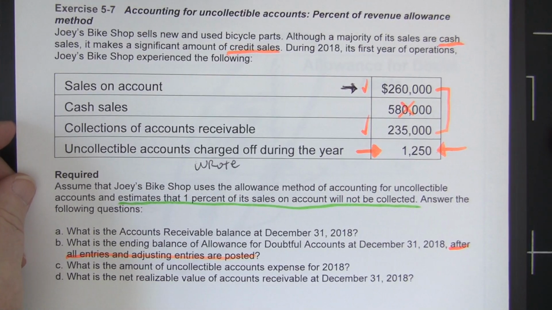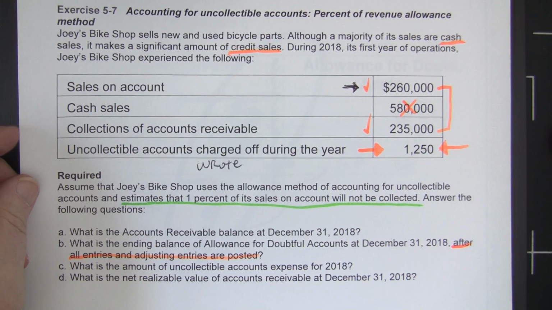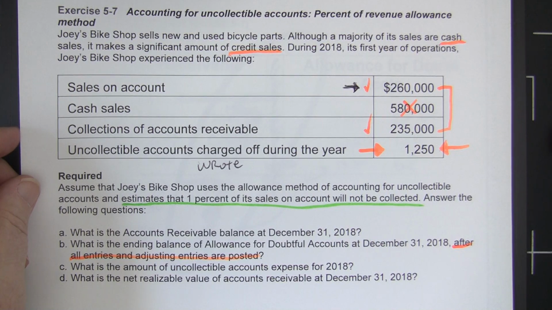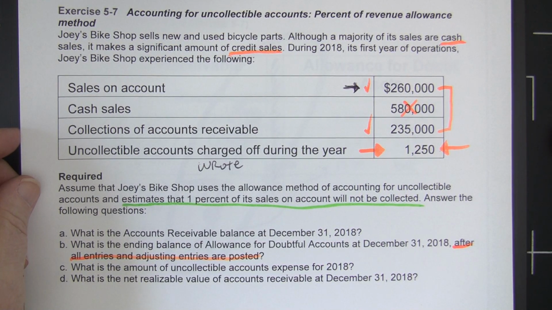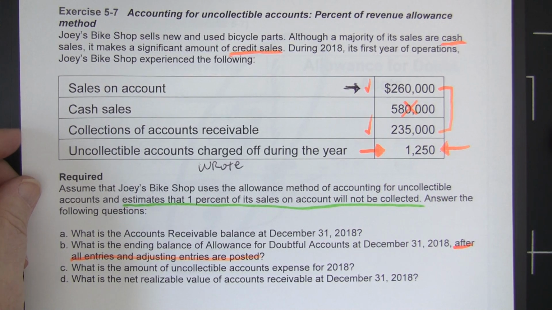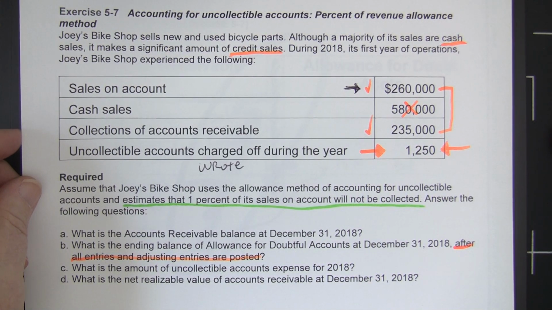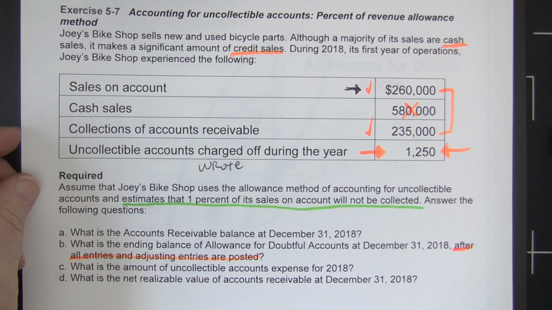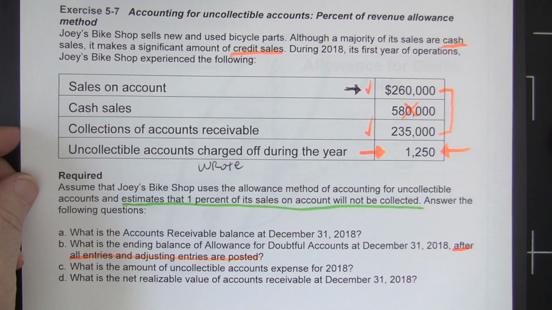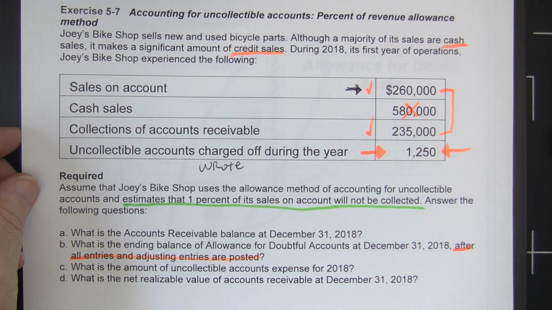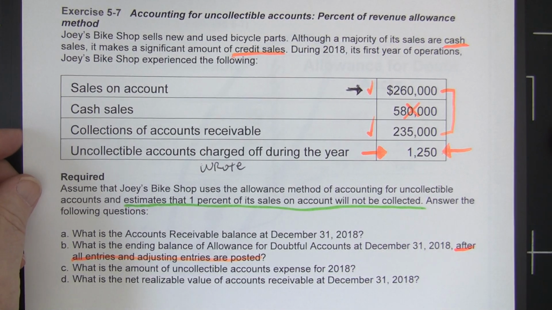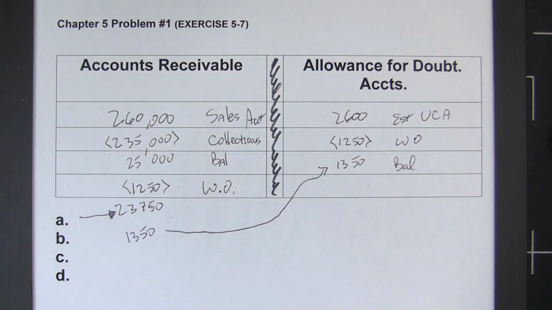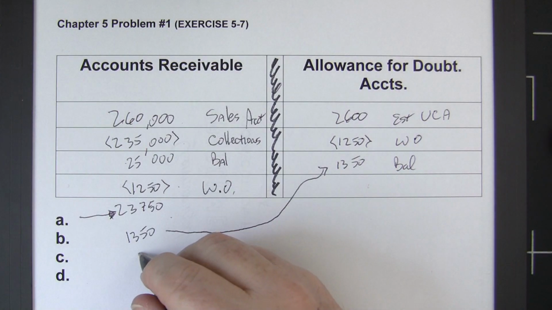C says, what is the amount of uncollectible accounts expense? This is a definition. Uncollectible account expense is the amount we estimate we will not collect. Not the amount we didn't collect, it's the amount we estimate. So we estimated at the time 2,600.